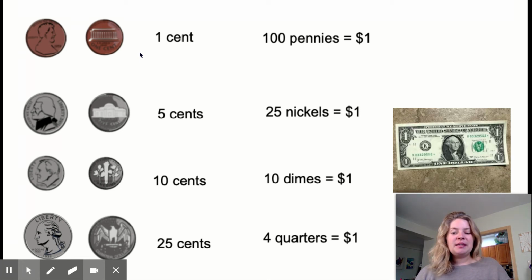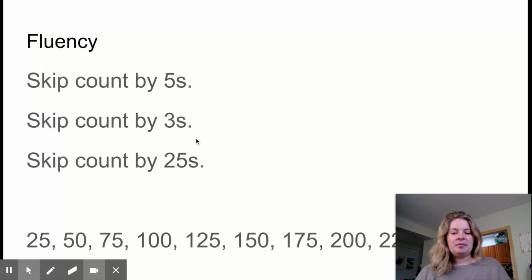Let's practice with some fluency today. We're going to start by skip counting by 5s, and we're only going to go to 100 today. Let's do it together. 5, 10, 15, 20, 25, 30, 35, 40, 45, 50, 55, 60, 65, 70, 75, 80, 85, 90, 95, 100. Good job.